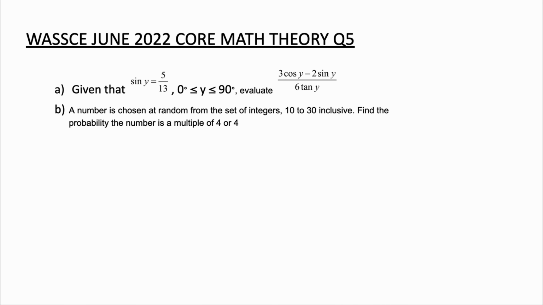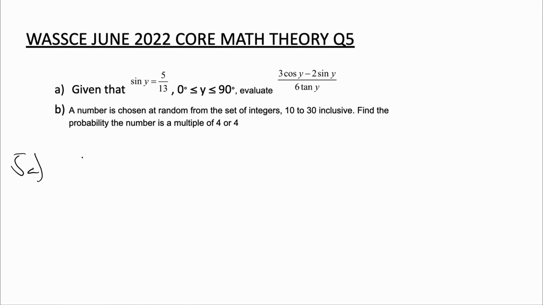In today's video, we'll be solving question 5 of the 2022 June core math theory questions. We'll begin with question 5a. Given that sin y is equal to 5 over 13 for y between 0 and 90, evaluate (3 cos y minus 2 sin y) all over 6 tan y. So let's begin with our solution for question 5a.